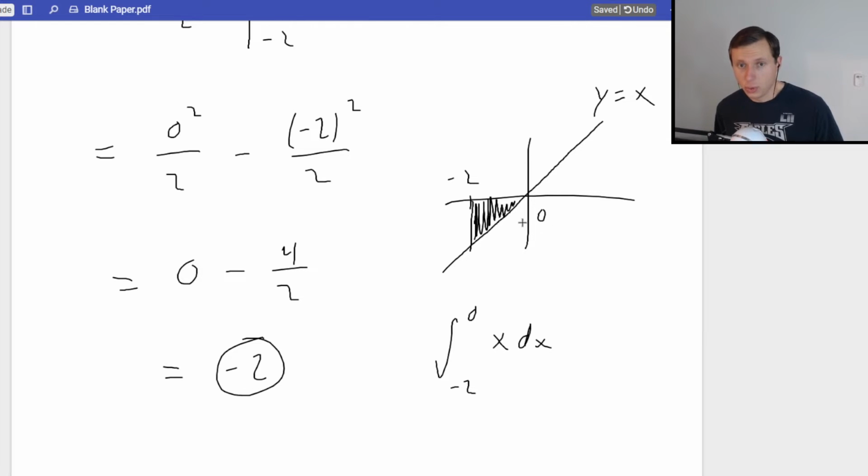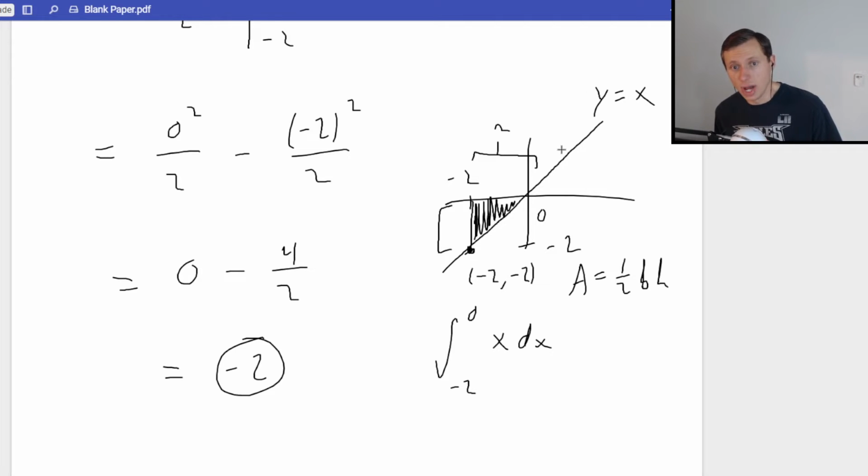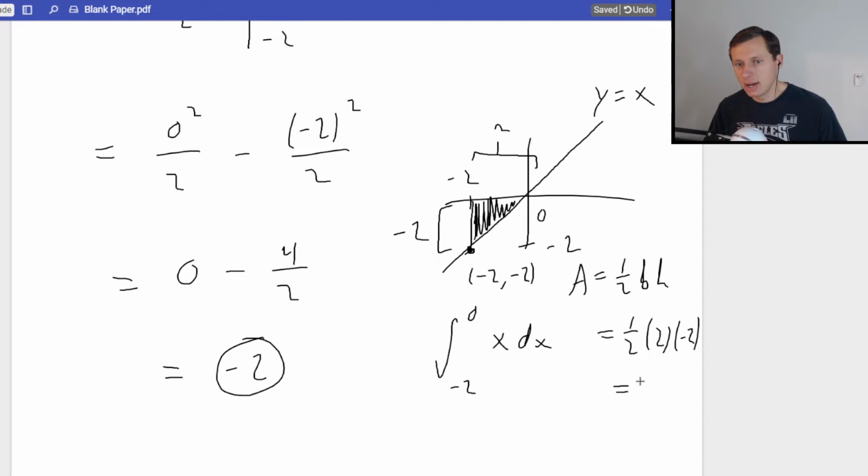So just to quickly prove that this is right, well, this is just a triangle, right? And hopefully we all know the area of a triangle. Area equals 1/2 base times height. So the base, that's going to be 2. The height, that's going to be -2, because that point right there is -2 comma -2 since the line's y equals x. So I have a height of -2. I have a length of 2. We're going to get an area of 1/2 times 2 times -2. That area is equal to -2, which is exactly what we got when we used the integral. Any questions?